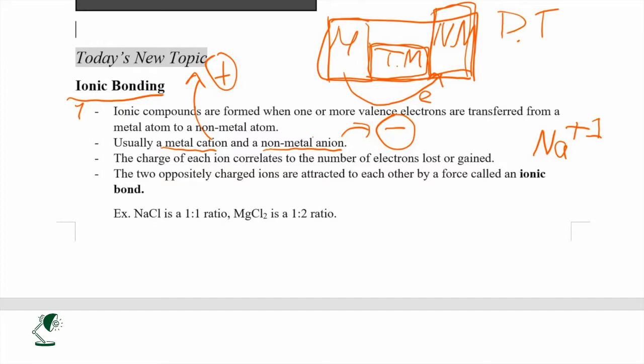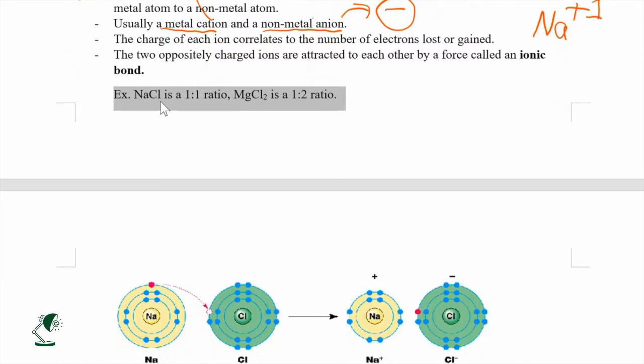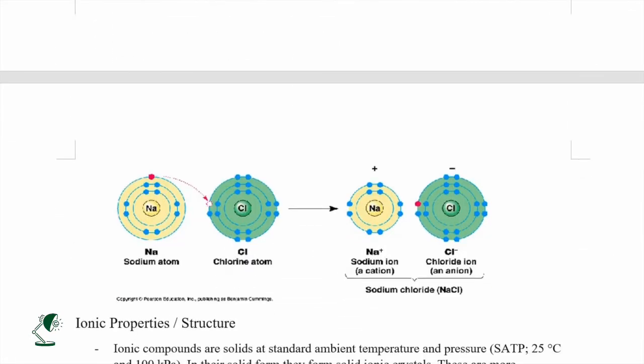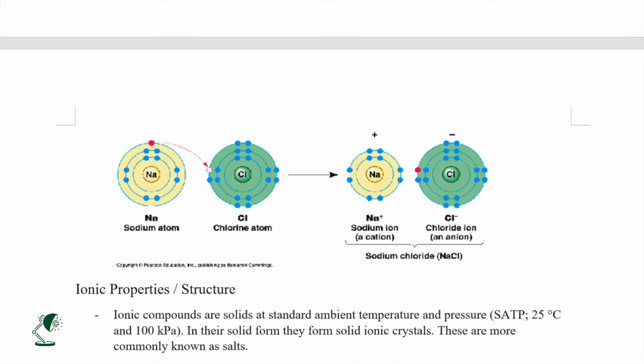So let's cover some examples down here. NaCl, which is sodium chloride, your table salt, is a 1:1 ratio. And magnesium chloride is a 1:2 ratio. We'll cover what that means later. Here's your little Bohr diagram, and this is your Na sodium atom, and this is your chlorine, Cl.